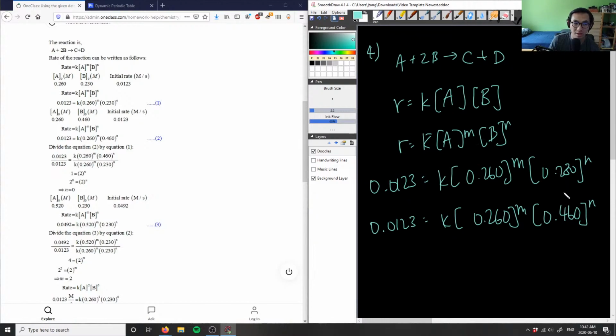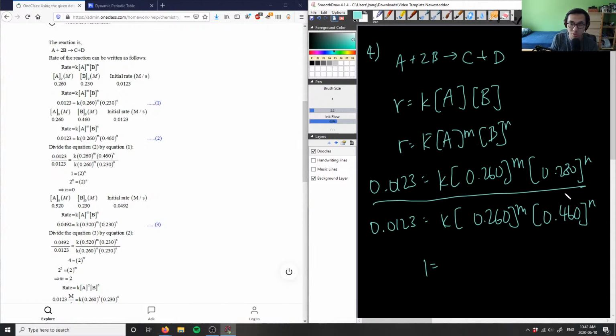So you're going to get, again, basically everything here crosses out. 0.0123 divided by 0.0123 is simply 1. K divided by K is 1, and these two guys here are also 1. So you can think of it as 1 equals 0.230 divided by 0.460, which you can think of as 2 to the power of N here.